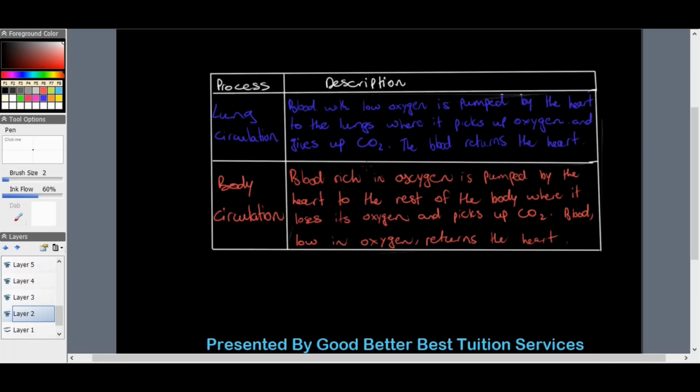Okay, so blood with low oxygen will be pumped from the right side of our heart to the lungs, and then the oxygen-rich blood will come from the left side of our heart. Alright, that will return, and then it'll just keep circling around.